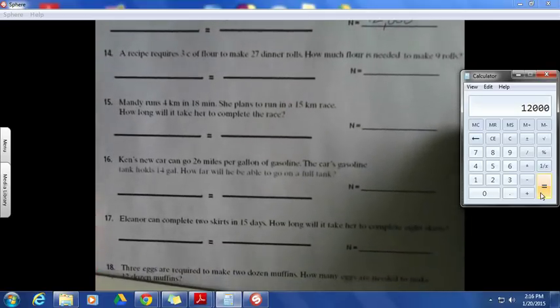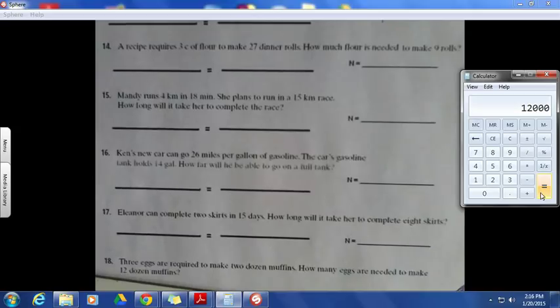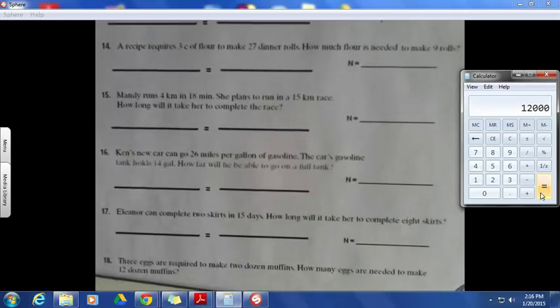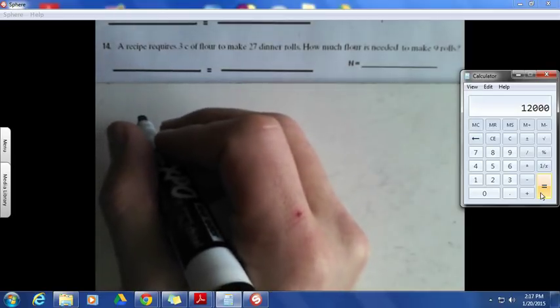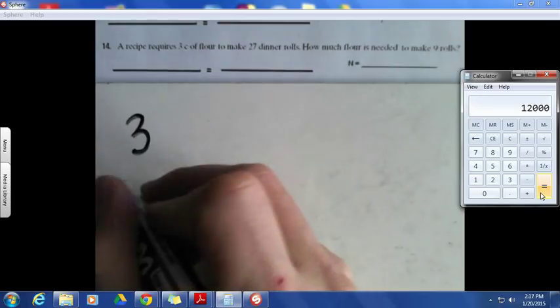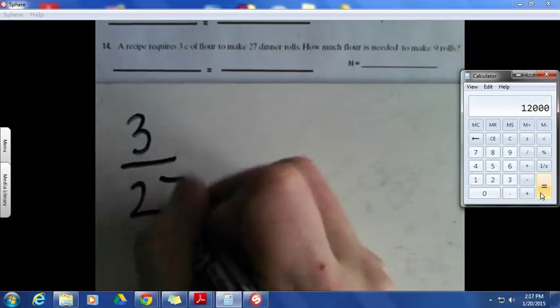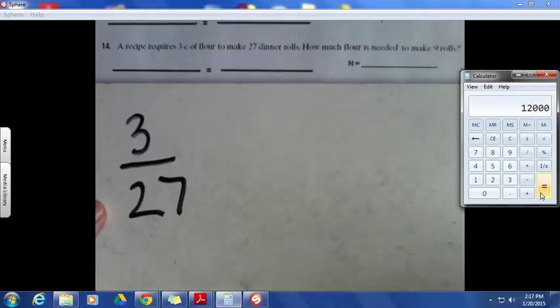Number 14. A recipe requires 3 cups of flour to make 27 dinner rolls. How much flour is needed to make 9 rolls? Okay, so here's my proportion. It takes 3 cups of flour to make 27 rolls. How much flour is needed to make 9 rolls?